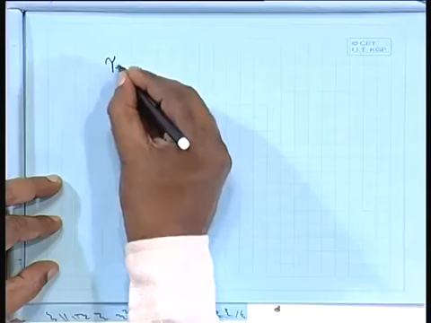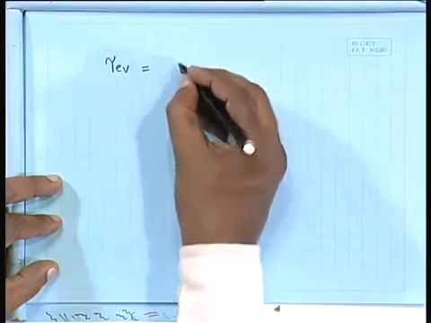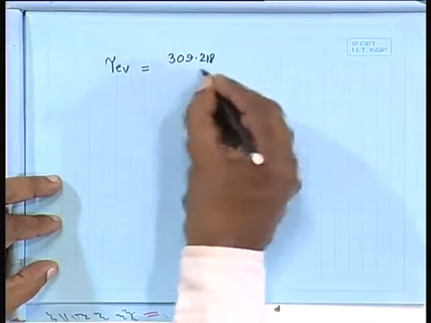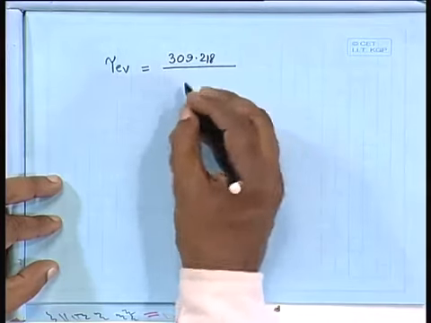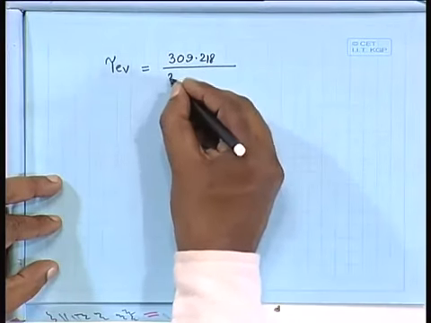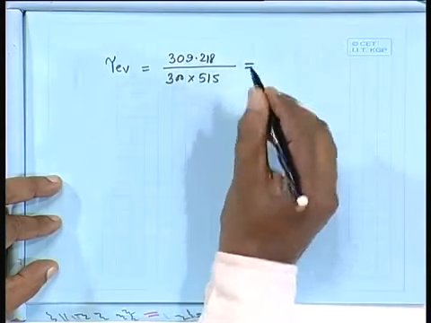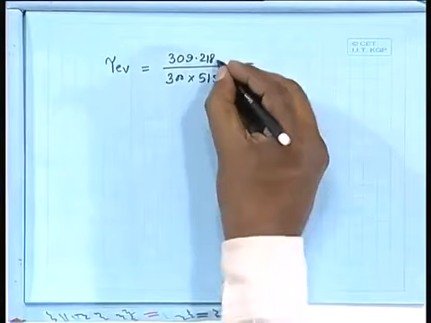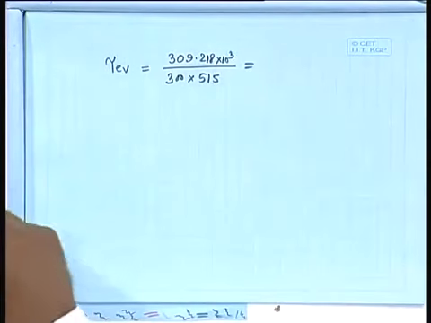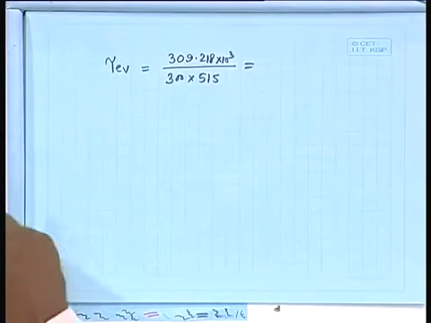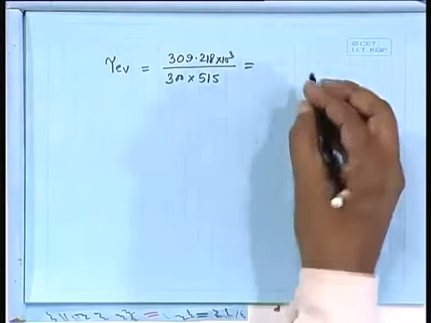We shall get it. So tau EV equal to 309.218, that is the VE that we have computed, divided by B is 300 times D, which is here 515. So we shall get it into 10 to the power 3 in Newton per square millimeter. So 309.218 divided by 300 by 515, which comes as 2.